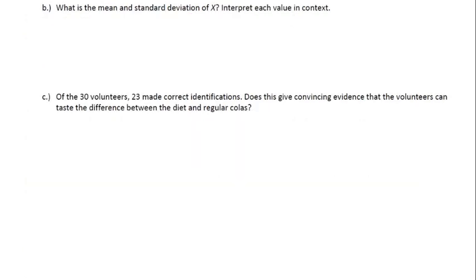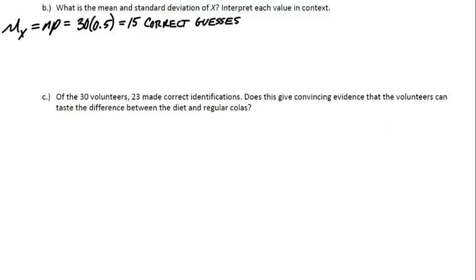Part B says, what's the mean and standard deviation of x? Interpret each value in context. So let's start with the mean. And the mean's actually pretty simple. We just take n, the number of trials, and multiply it by p, the probability of success. So 30 times 0.5, we'd expect 15 correct guesses.